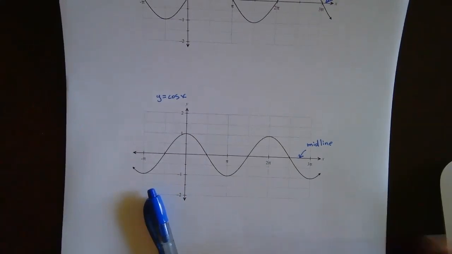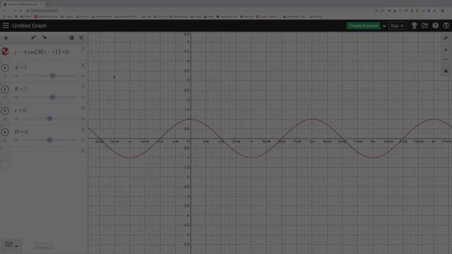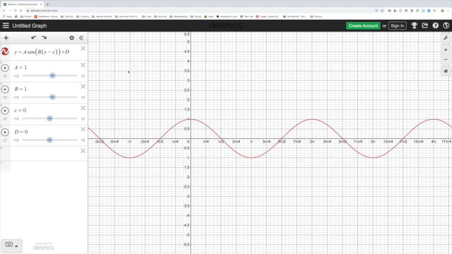All right, so I'm going to show you an animation for this. What you're seeing right now is the graph of y equals cosine of x, because at angle 0, the cosine ratio would be 1.